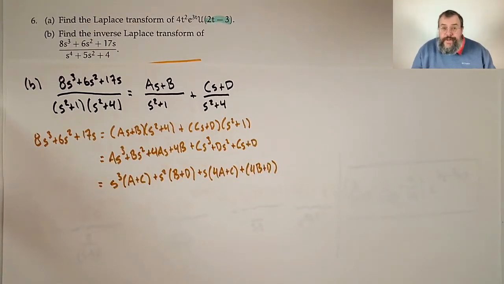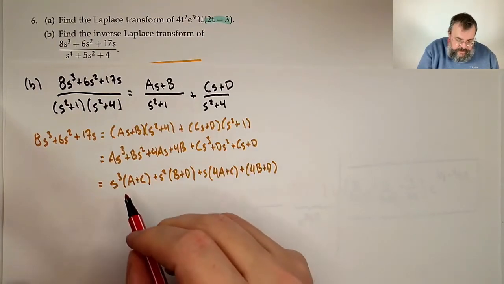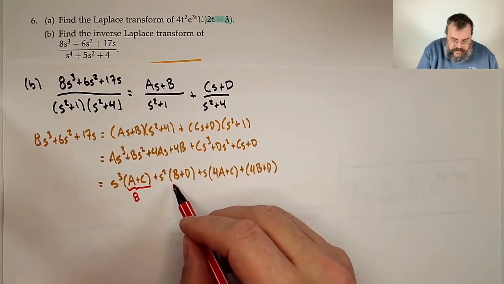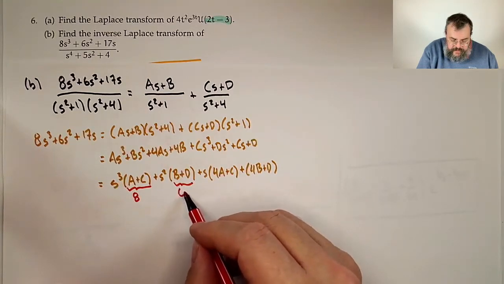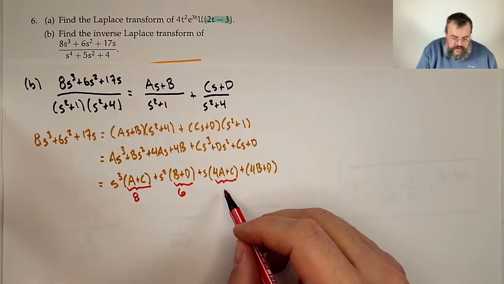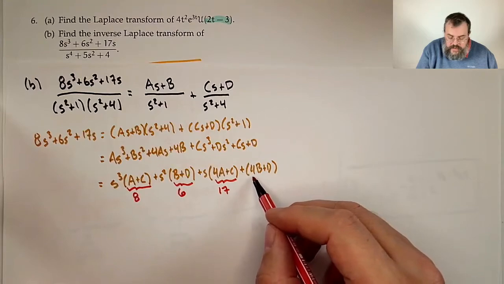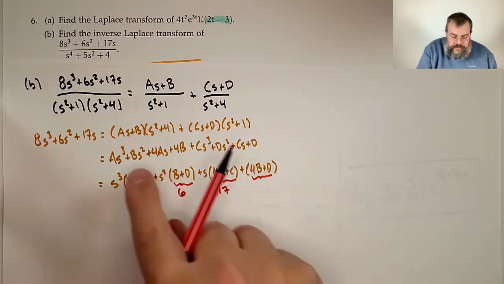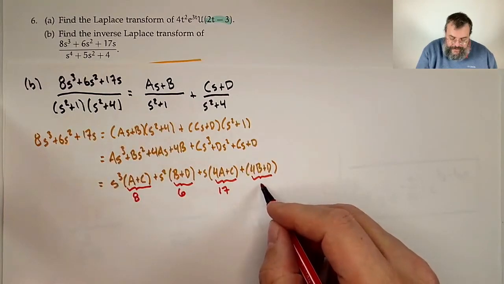And now compare coefficients. Well, the s cubed says A plus C needs to equal 8. S squared, B plus D has to equal 6. 4A plus C, that has to equal 17. That's a big number. And 4B plus D, oh wait, that's the constant term. There is no constant term. So that equals 0.